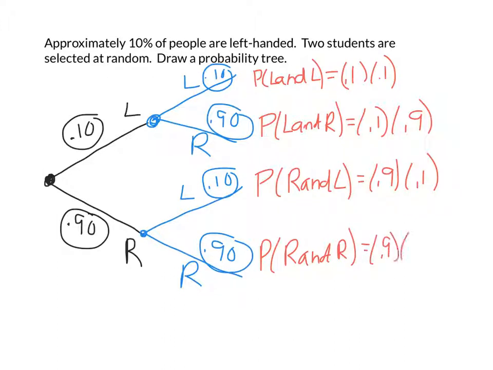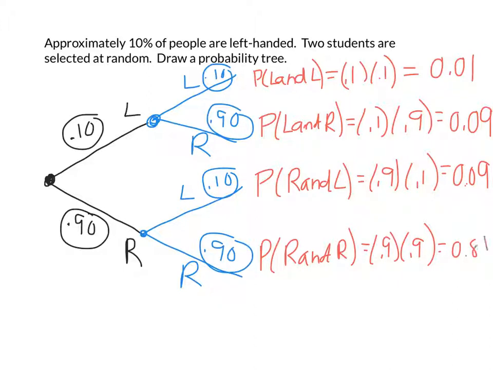is 0.9 times 0.9. Now we want to fill in our joint probabilities because we should check these to make sure they add up to be 1. So the probability that they're both left-handed is 0.01. The probability that I have left and right is 0.09, and that'll be the same for both of these branches. And then the probability that they're both right-handed is 0.81. And when we add these up, they come out to be 1.00. And that is the probability tree for two students selected at random.